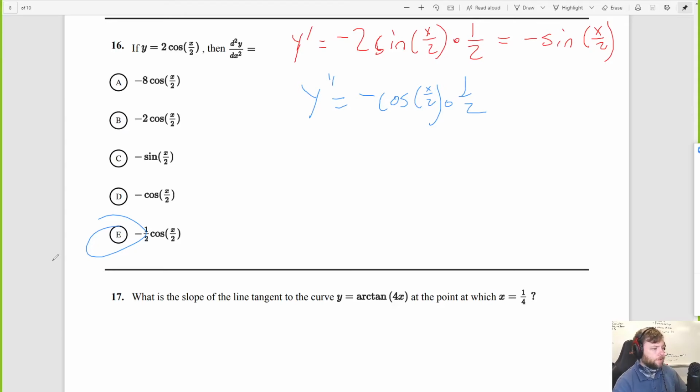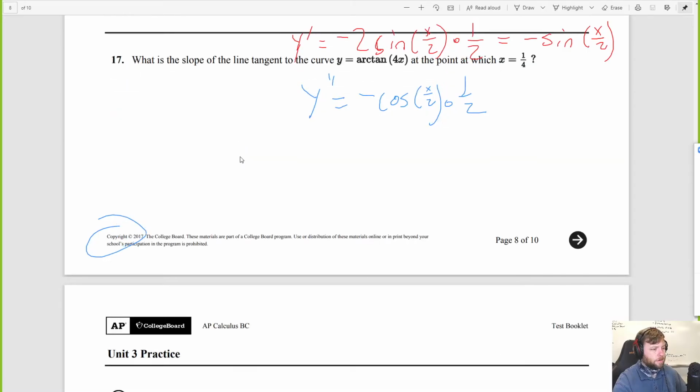Tricks there, I guess, are people not knowing their sines and cosines. Like C is only derived once. E is keeping track of the chain rule stuff. B is like you didn't chain rule at all. A is like you did it the wrong way. We're integrating instead.